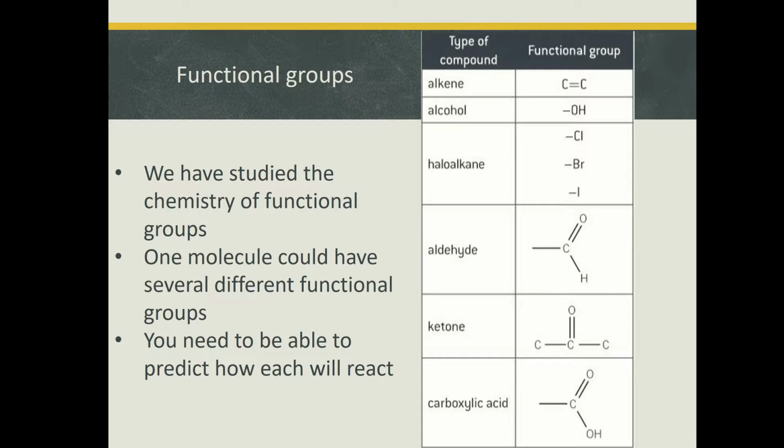Here are some of the functional groups that we've seen already this year. We've got alkenes, alcohols, haloalkanes, aldehydes, ketones, and carboxylic acids. You need to be able to predict how they will react and also convert between those different compounds. So you need to be able to turn an alcohol into a ketone and vice versa.